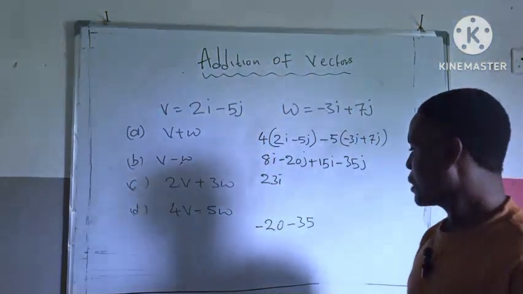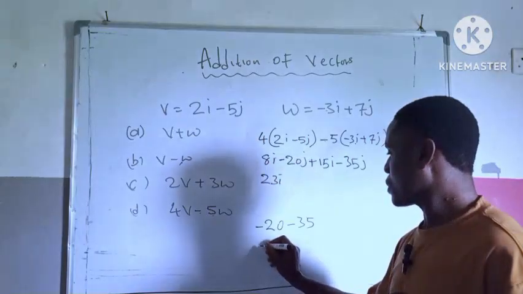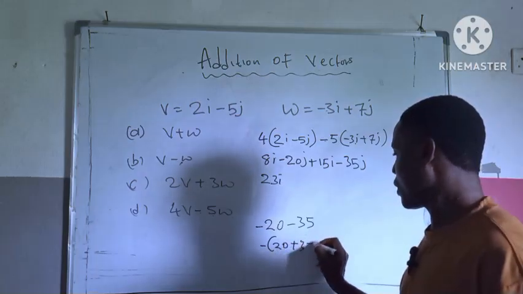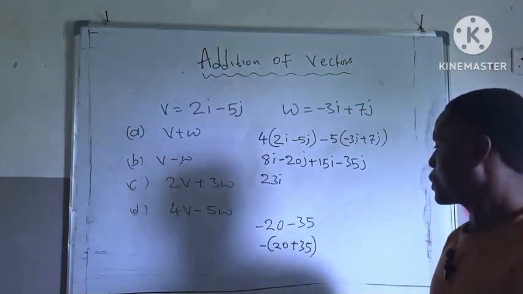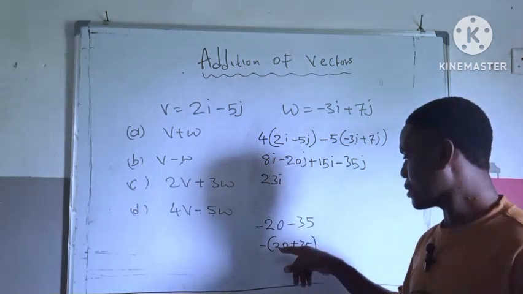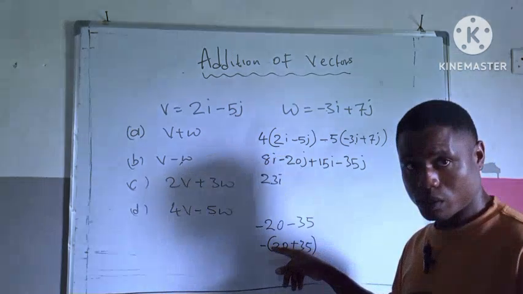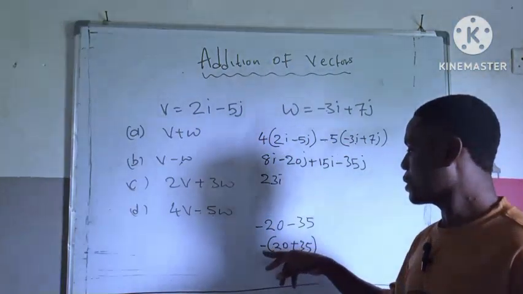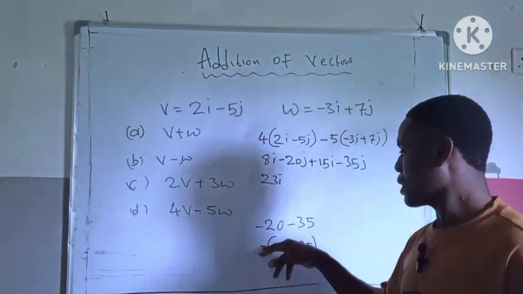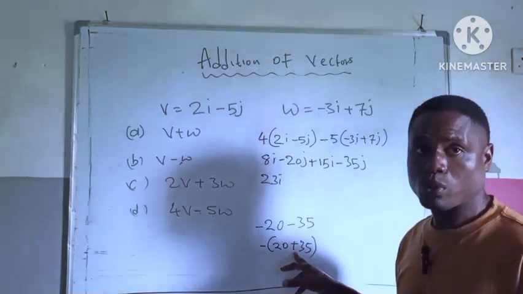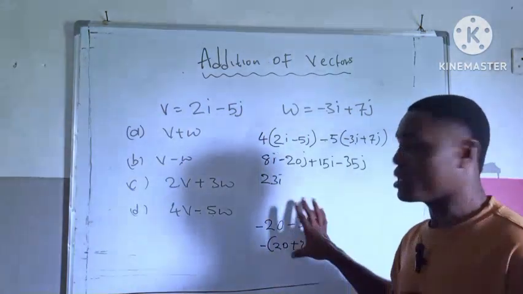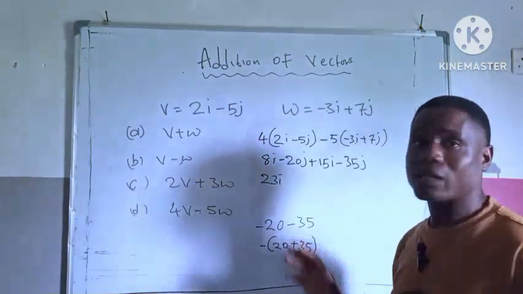So I said it's still the same thing as minus, then 20 plus 35. Because if you open this bracket, minus times this, here we have plus, here is plus, if you open the bracket, it will now be minus 20, then minus times plus is minus, so we'll have minus 20 minus 35. So these two things are the same.